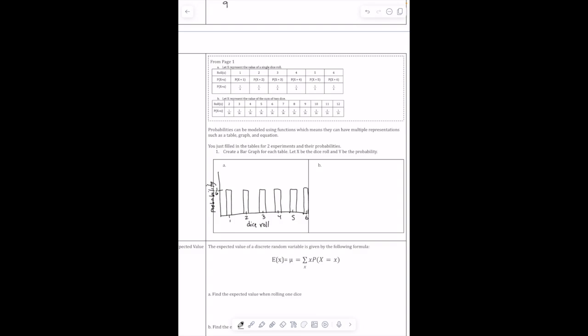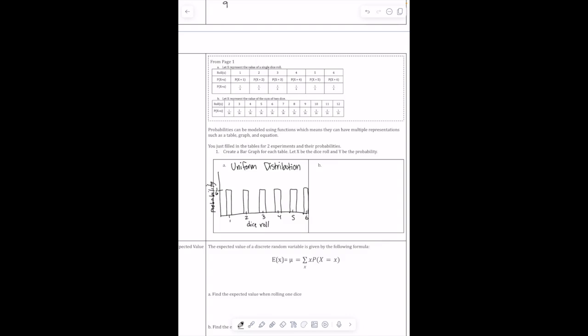We have a special name for distributions that are like this, where we expect every single value to be equal. We call this a uniform distribution. We'll see a lot more of that in some of our next lessons too.